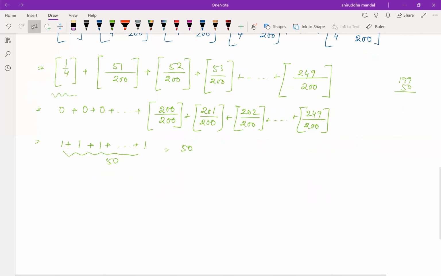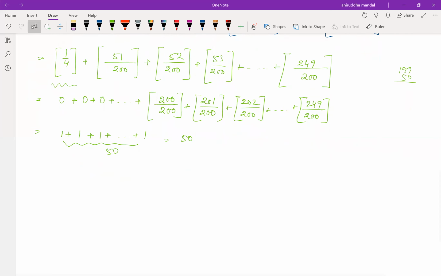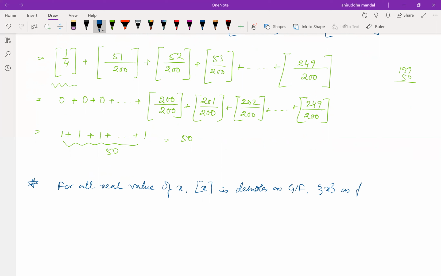Okay, the second question is: for all real values of x, box x is denoted as GIF, and the curly bracket x is represented as the fractional part of x.